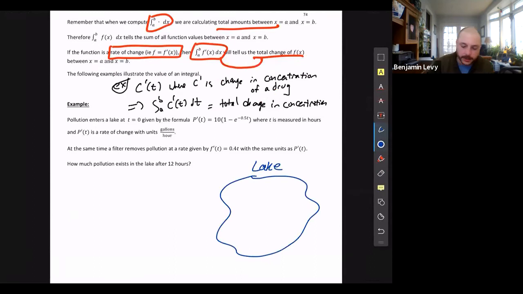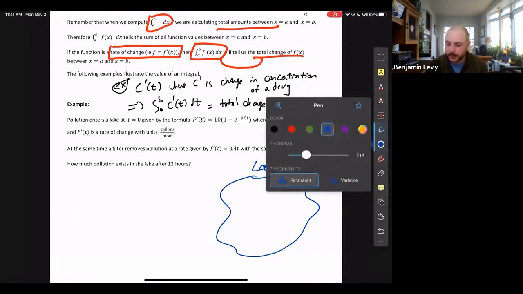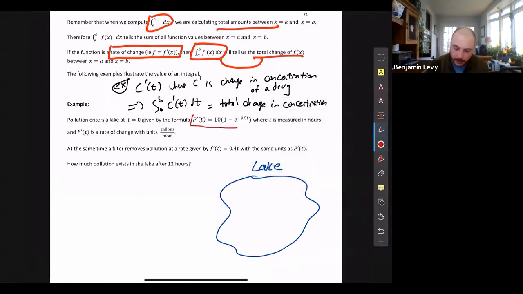The idea is that there's pollution entering it from one direction or from some source. It could be there are boats that drive in it that drop pollution, or maybe there's a local sewer that's broken and leaking into the lake. Whatever it is, it's being polluted at some rate. Let's make the pollution red because pollution's bad. So P prime is coming into the lake, and P stands for pollution.